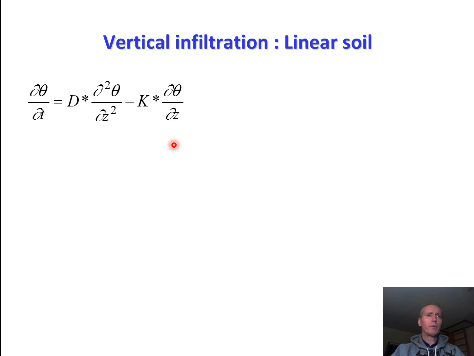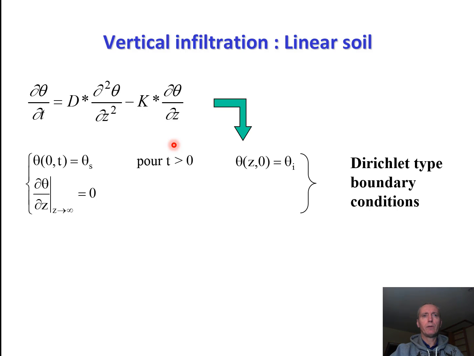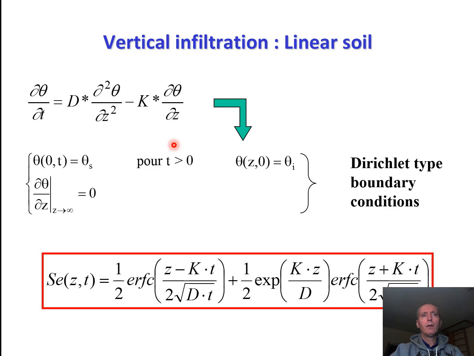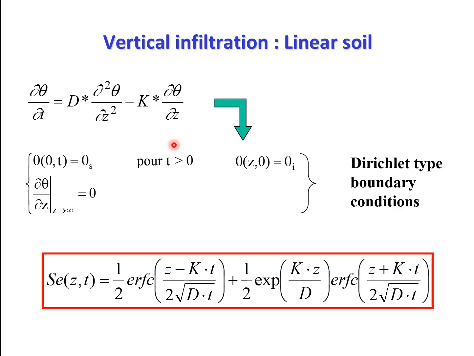So if we take this form of the vertical flow equation and we subject it to the boundary conditions and the initial conditions which are referred to here, we can obtain an analytical solution for describing the water content profile in soil. The demonstration applies again the transformation of the transport equation in the Laplace domain and an inverse Laplace transform.